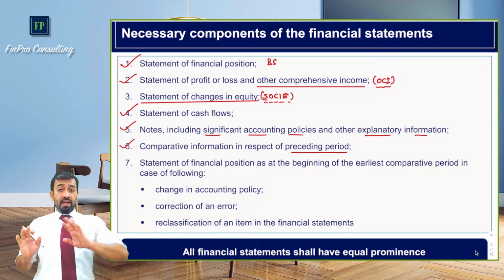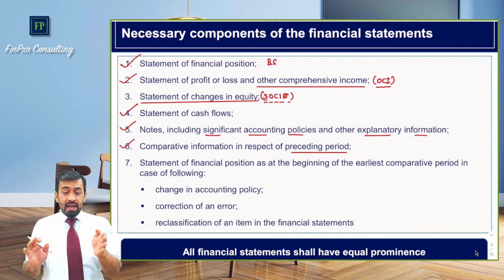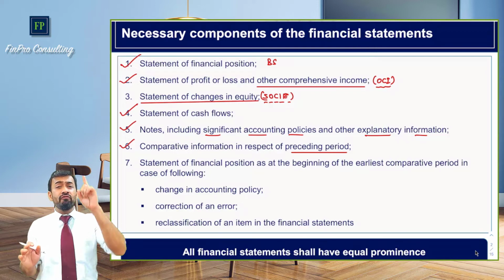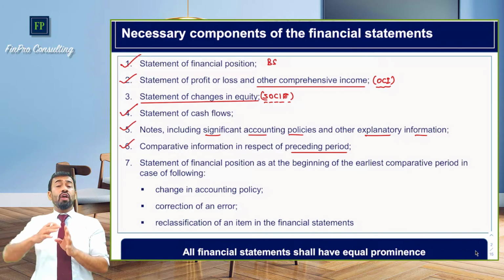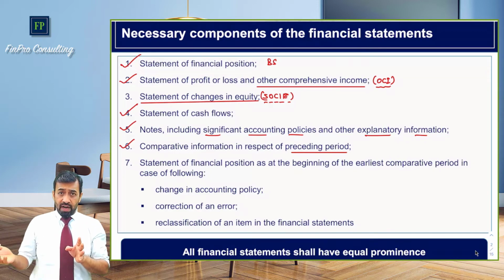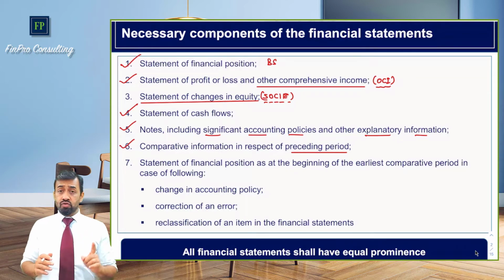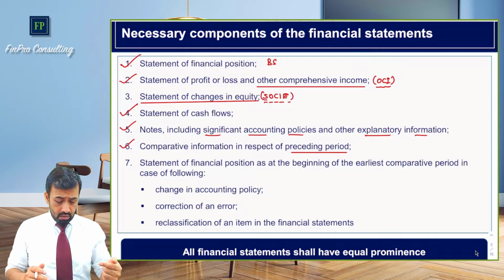However, one additional year can also be provided under IFRS for any of the statements. Under Ind AS, it is not allowed. Ind AS requires you to present only one single year. So this is a carve out. You cannot present more than one financial year. So this point is required to be remembered.